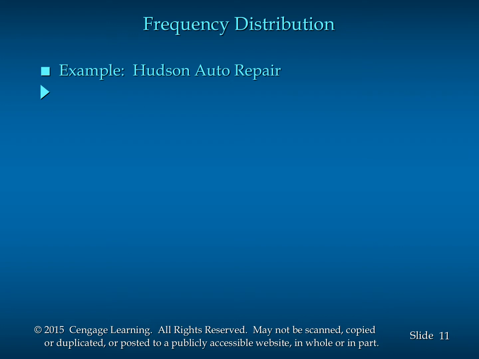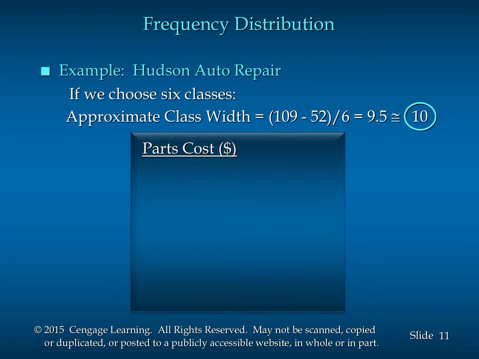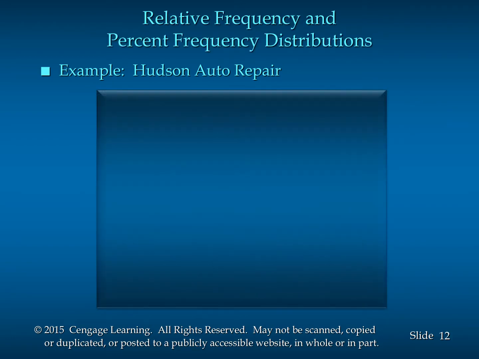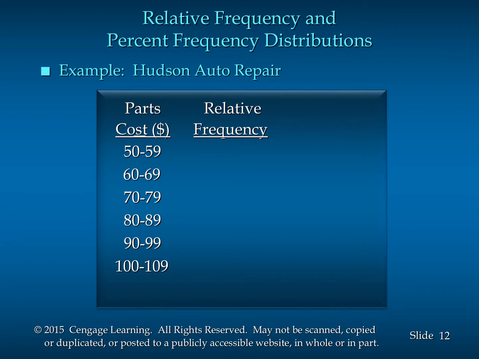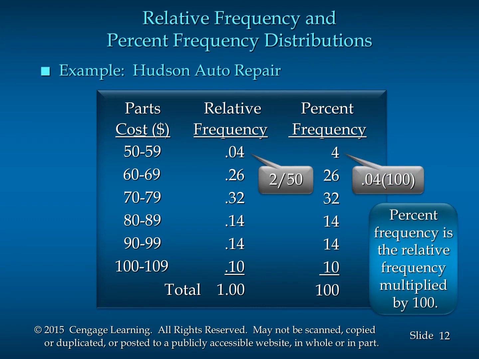For example, for the auto repair shop data, if we choose 6 classes, we divide the total range by 6, we end up with approximately 10 for the class width. So converting this into a frequency distribution, we see the number of data points within each of those classes for the total of 50. As with categorical data, we can expand this to look at the relative frequency and the percent frequency. And again, you note that the relative frequencies add up to 1, the percent frequencies add up to 100%.